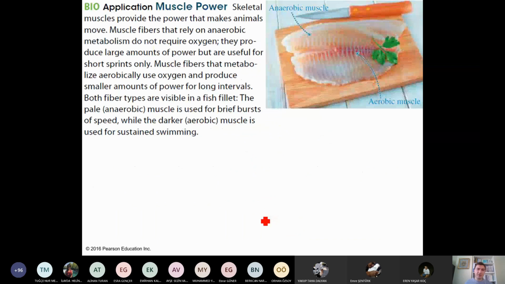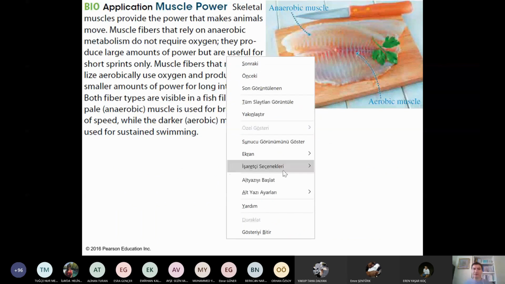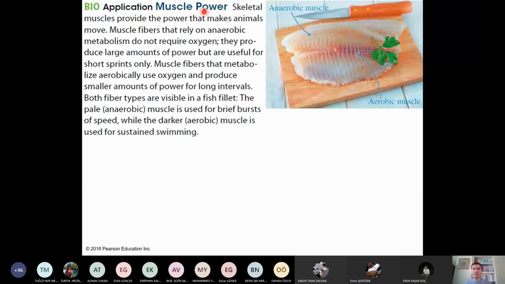Let me continue with the bio application and muscle power. Here you see a part of a fish. Skeletal muscles provide the power that makes animals move. Muscle fibers that rely on anaerobic metabolism do not require oxygen. They produce large amounts of power, but are useful for short sprints only. Muscle fibers that metabolize aerobically use oxygen and produce smaller amounts of power for long intervals. Both fiber types are visible in a fish fillet. Here you see a fish fillet.